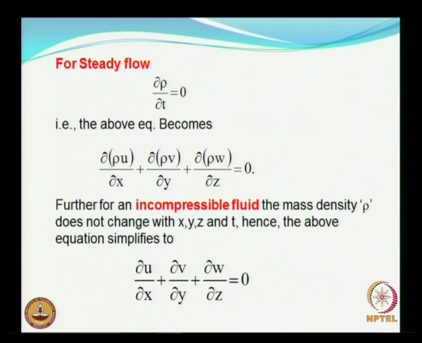Now, for example, for an incompressible fluid, the mass density will not be changing with respect to x, y, z and t, and hence the above equation can be simplified as dou u by dou x plus dou v by dou y plus dou w by dou z equal to 0. So this is the basic equation which is called the continuity equation, which is widely used for describing the flow in a medium.